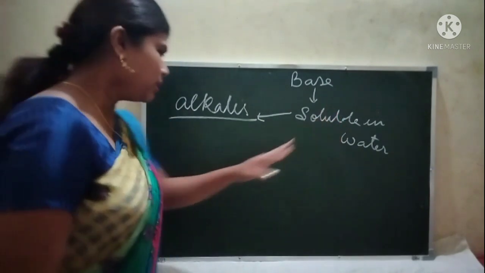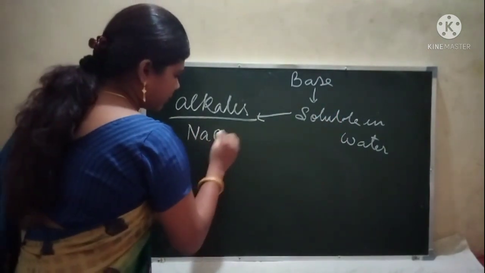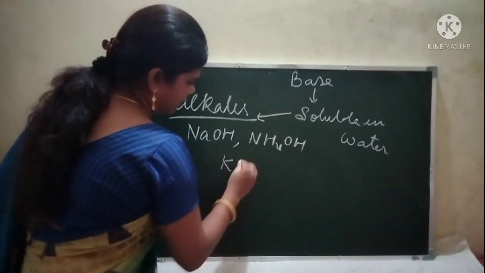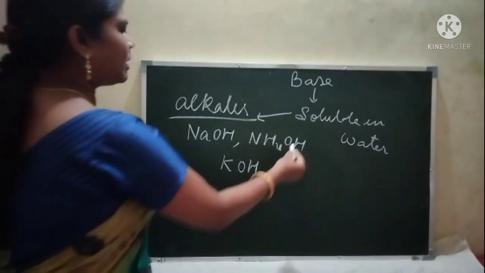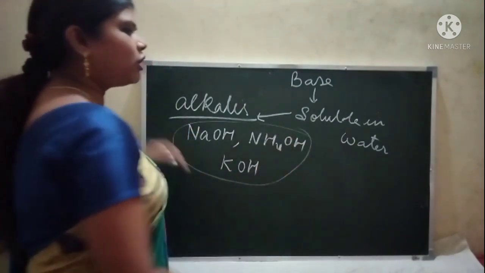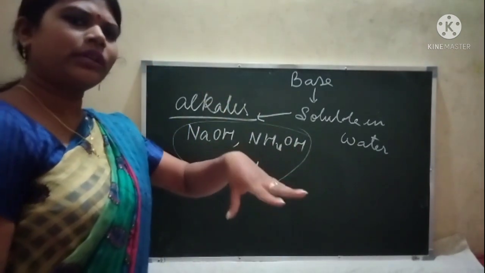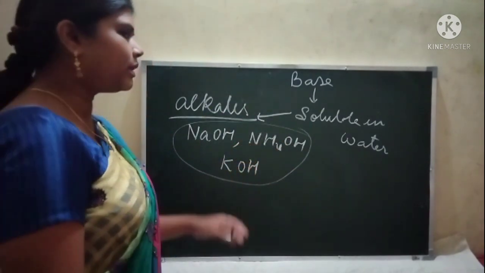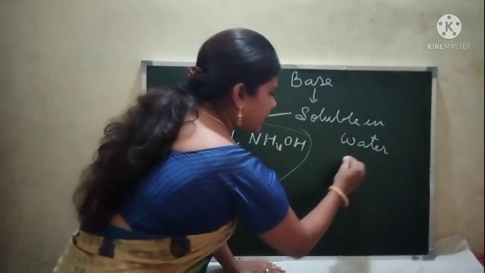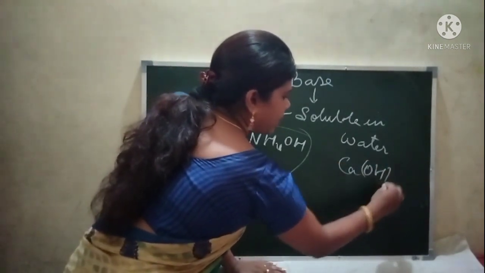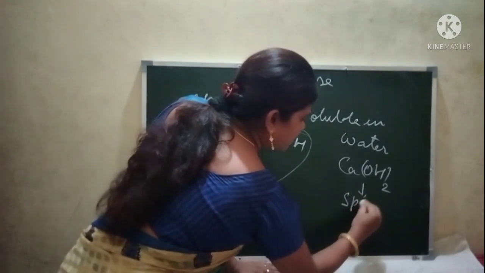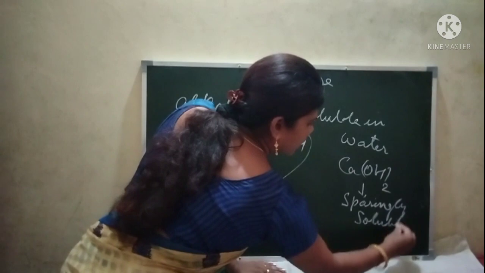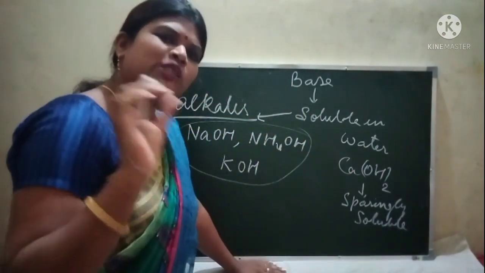Clear class? For example, you can take sodium hydroxide and ammonium hydroxide. These are bases, and they are soluble in water. When you put them in water, they easily dissolve. But calcium hydroxide is sparingly soluble, not completely, only a little.